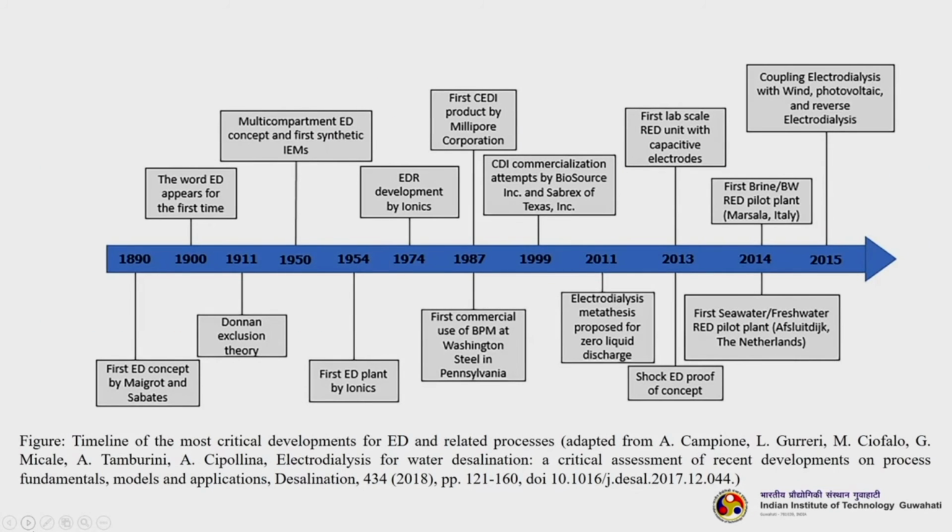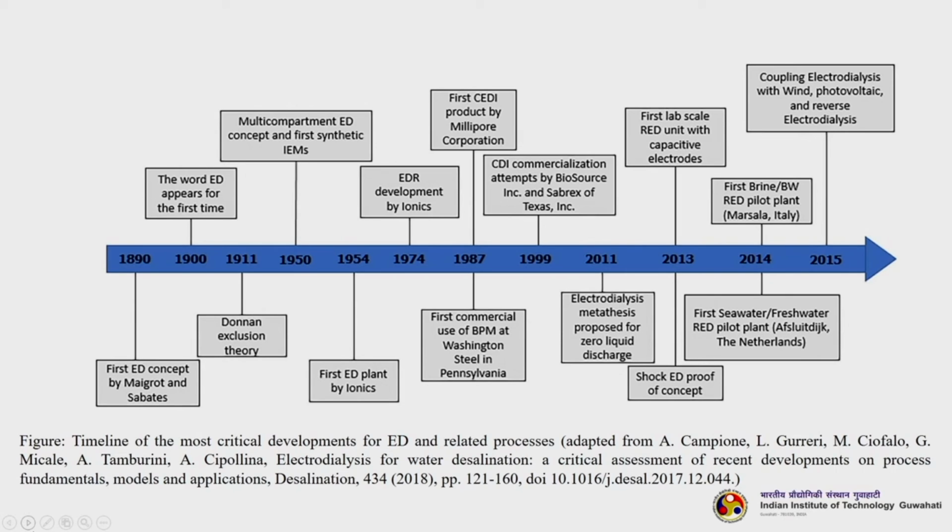Students, this is taken from one of the journal publications, just to show you the timeline of the most critical developments of the electrodialysis process and related processes. It started in 1890, long back. You can see the first ED concept by Maigrot and Sabates, the two scientists who conceptualized the electrodialysis process. Then in 1900, the word electrodialysis appears for the first time. In 1911, Donnan exclusion theory was proposed.